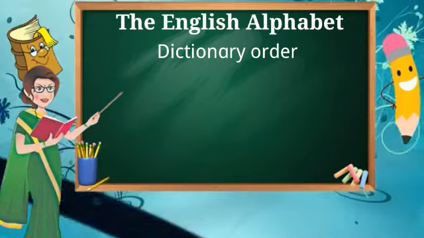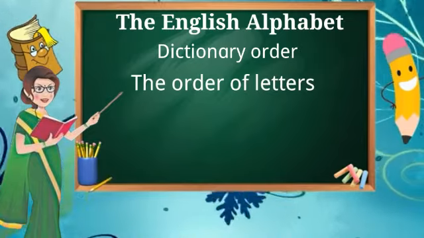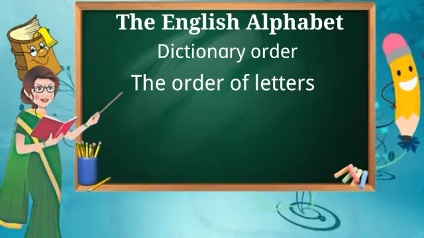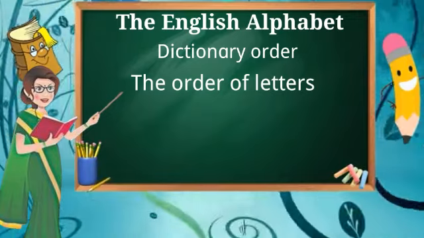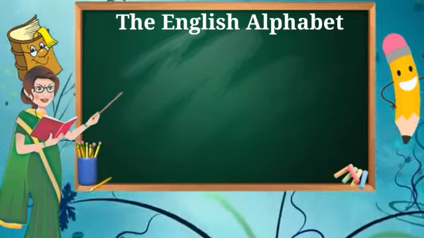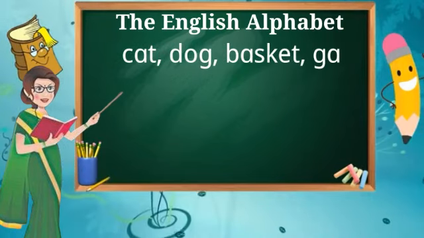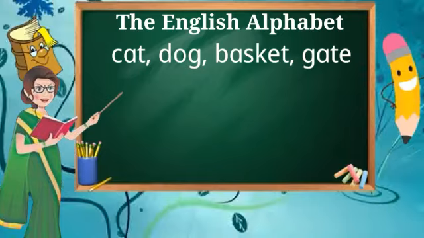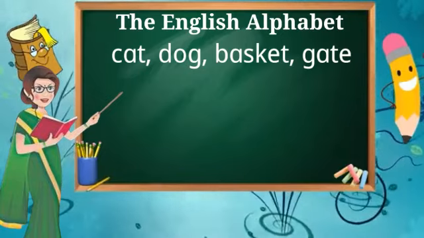So what does it mean? It means the order of letters. Remember, I am telling you again, the order of letters is called dictionary order. Let's take an example. Write the words like cat, dog, basket, get. Okay. Now arrange it in dictionary order. What will you do here?